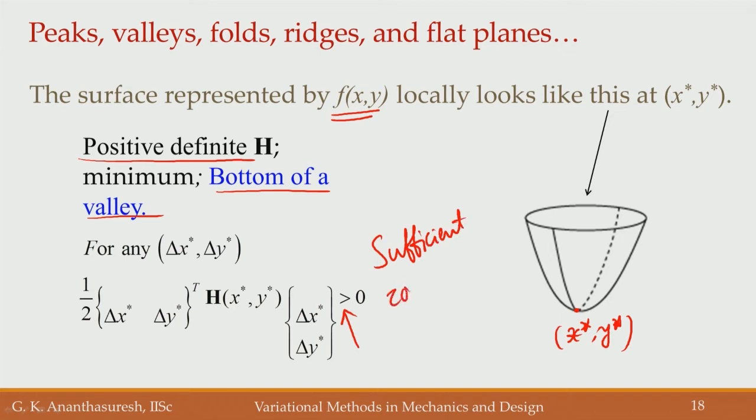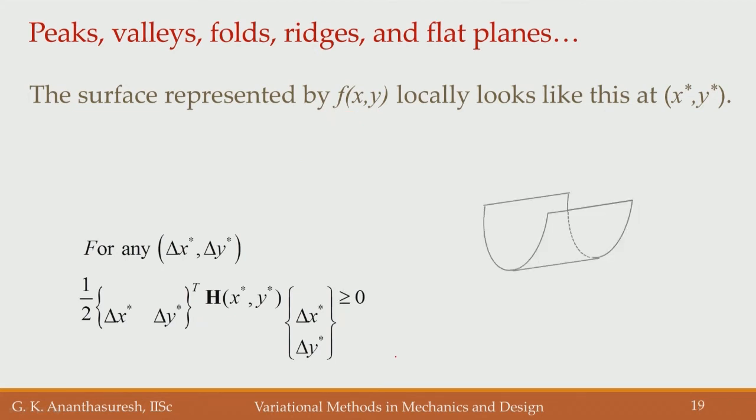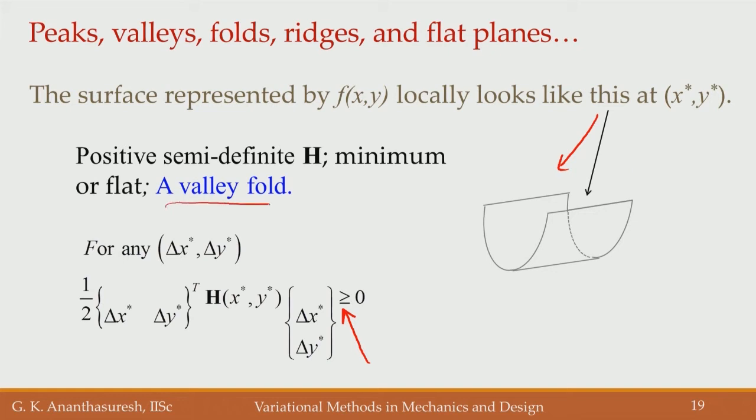In the single variable case, the sufficient condition was simply that the second derivative, d square f by dx square, is greater than 0. Here this matrix should be positive definite, meaning that this thing should hold. But what if it is not strictly greater, but greater than or equal to 0? Such a thing will look like this. It looks like a fold, like a valley fold as we call it. Then we call the matrix H positive semi definite, it is greater than or equal to 0. Then you can consider other possibilities.